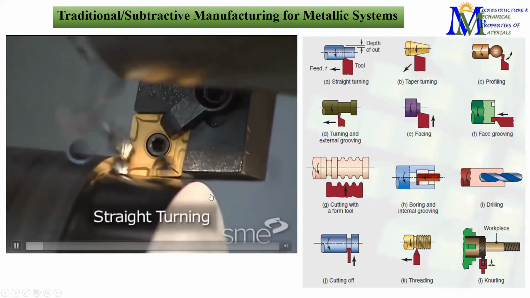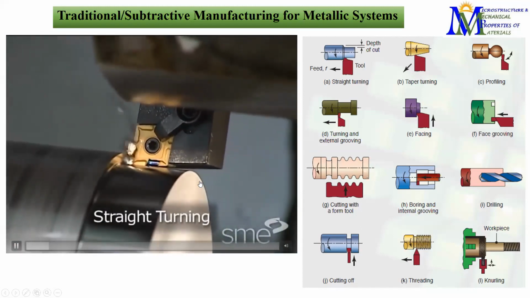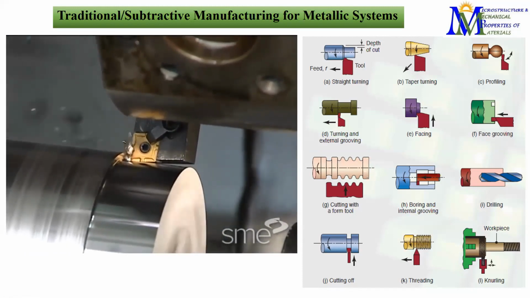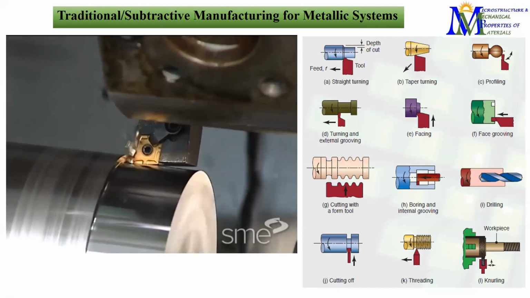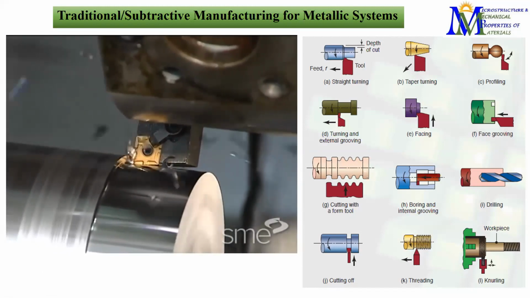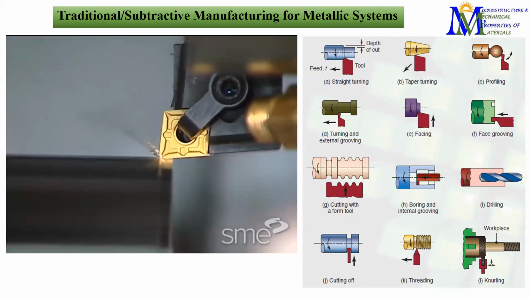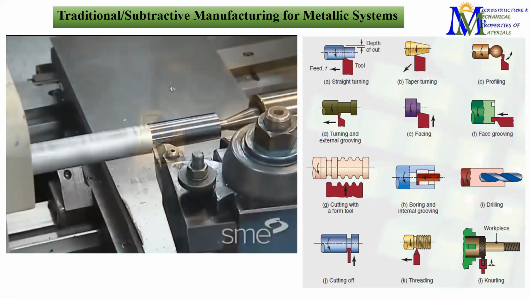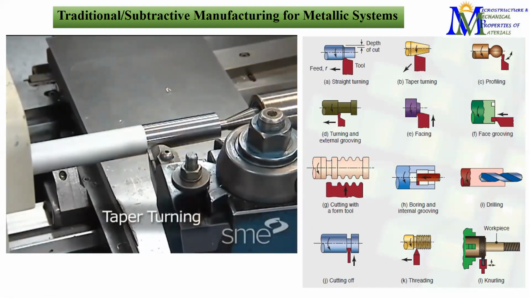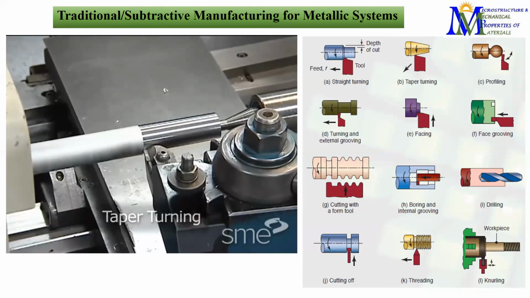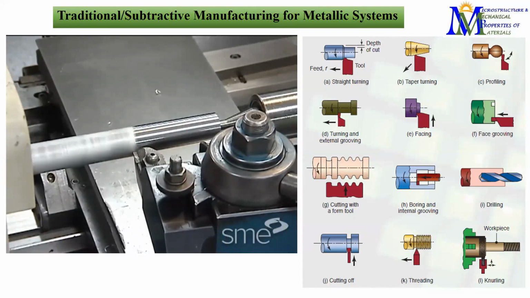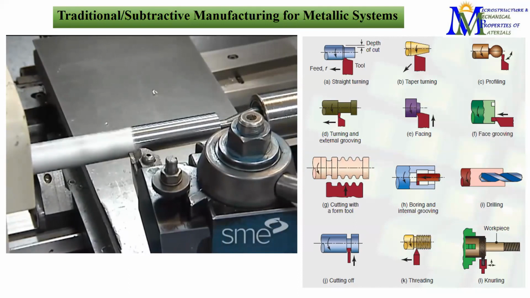In straight turning, the tool is fed parallel to the axis of the work to reduce its diameter so that the final diameter is the same at each end. Removing a significant amount of material in one pass is called rough turning. The final lighter cut that creates a smooth surface finish is called finish turning. Taper turning produces a taper along the axis of the workpiece. Tapers are produced by offsetting the tailstock from centerline or by using a taper attachment. Short, steep tapers can be turned using a compound rest.